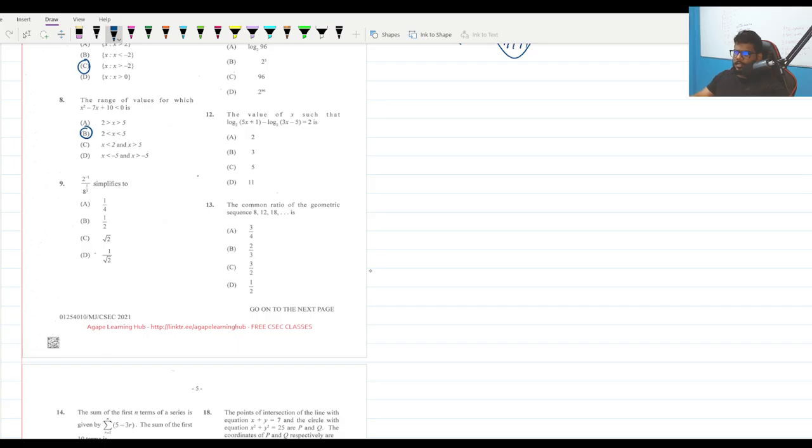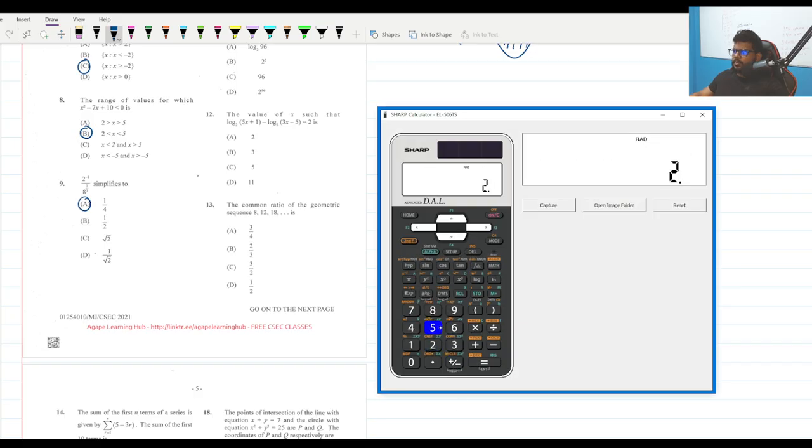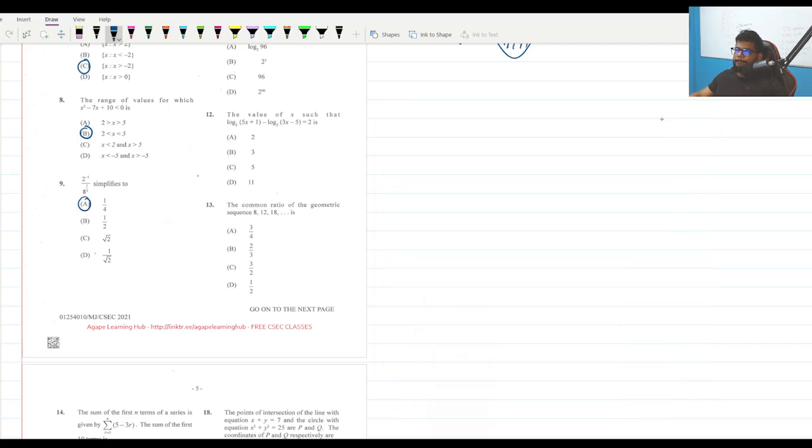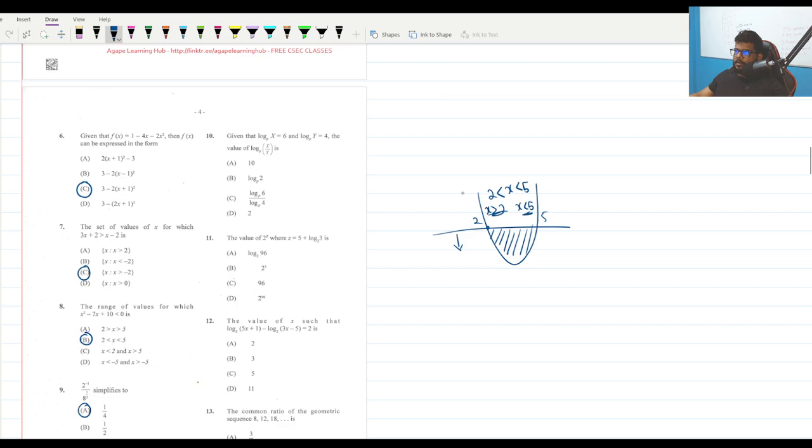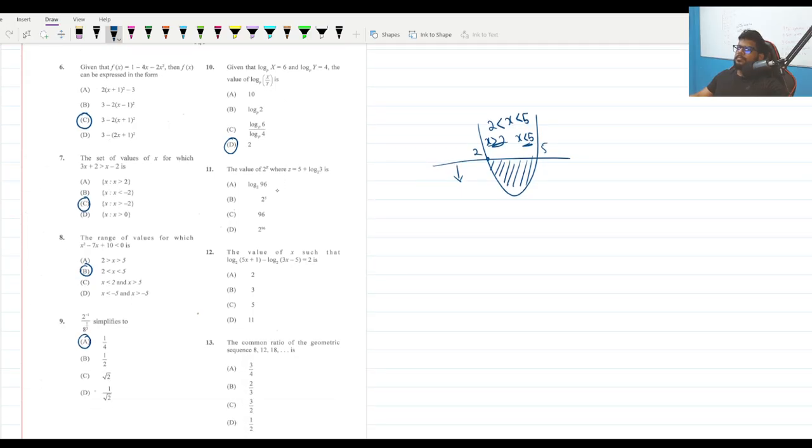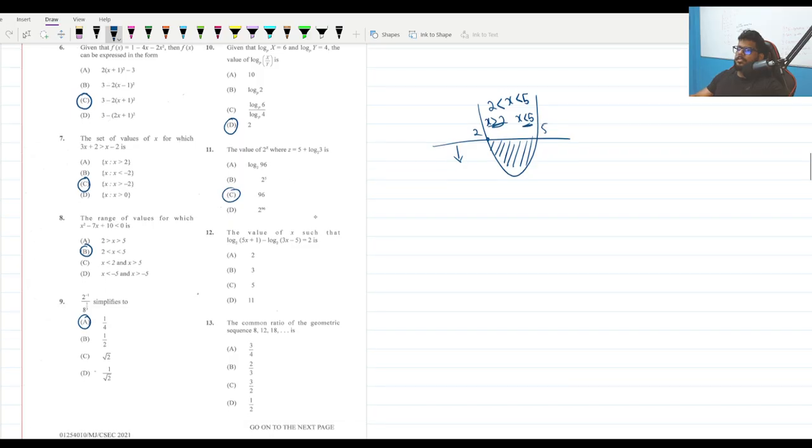This is a quarter. You can plug it in your calculator. 2 to the power minus 1, put it in brackets, 2 to the power minus 1 divided by 8 to the power of 1 over 3. Quarter. This was 2, 6, yep. This is a repeat, 96.